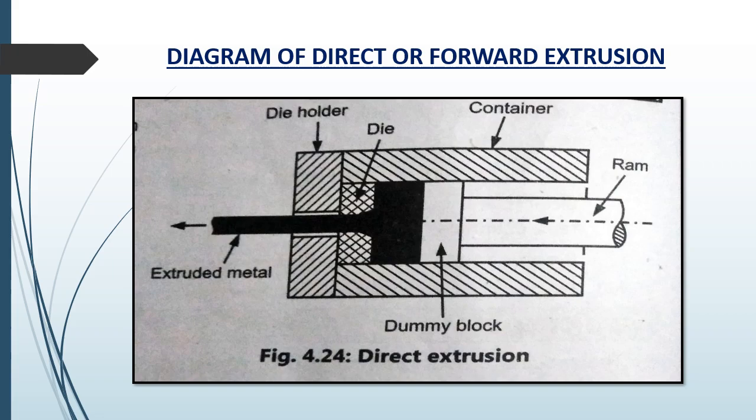A heated round billet is placed in the container. The dummy block and ram are now positioned properly. When the pressure is applied, the extruded metal comes out of the die.